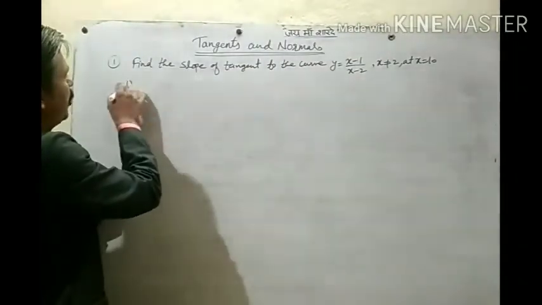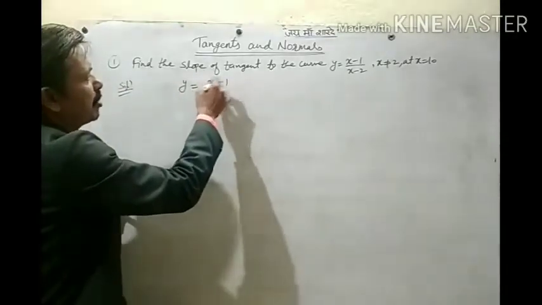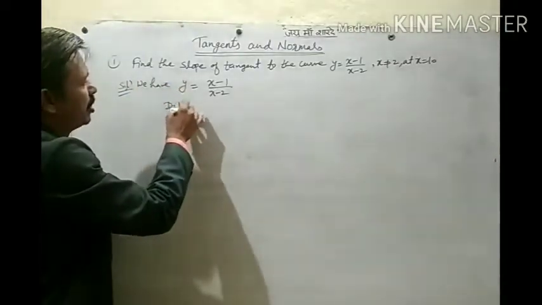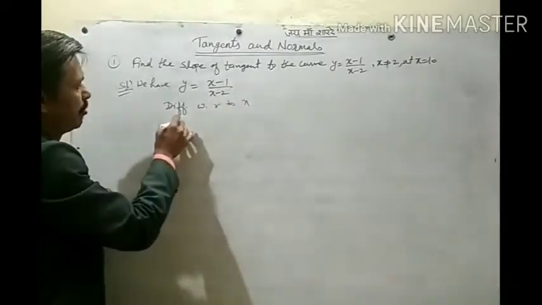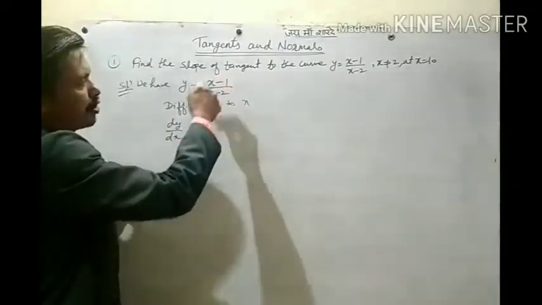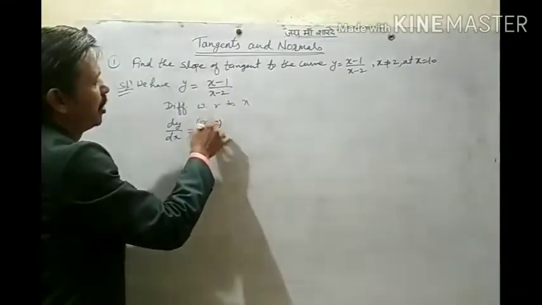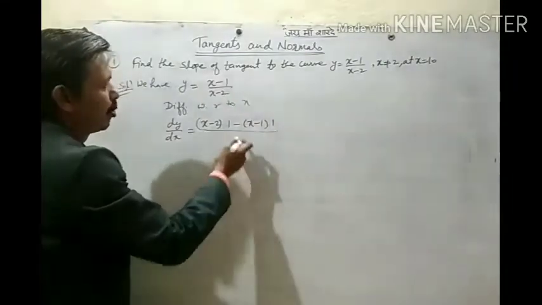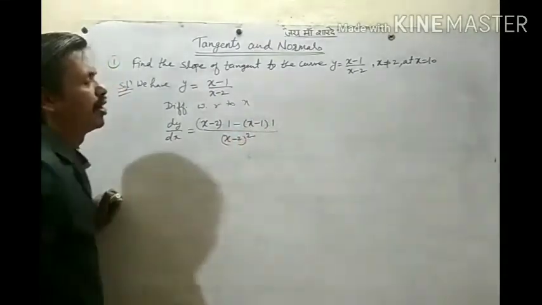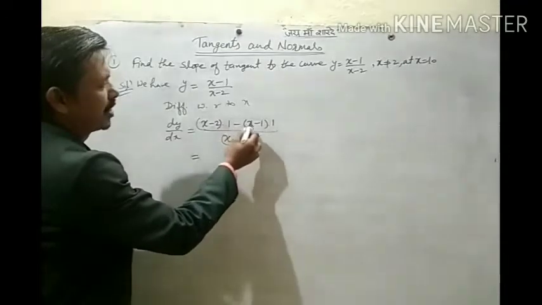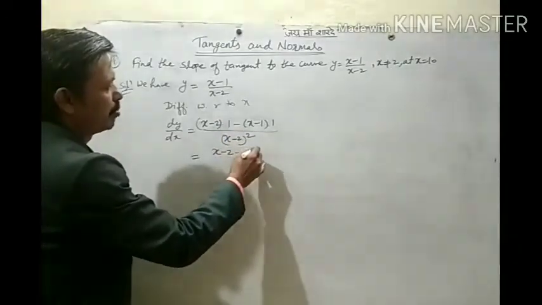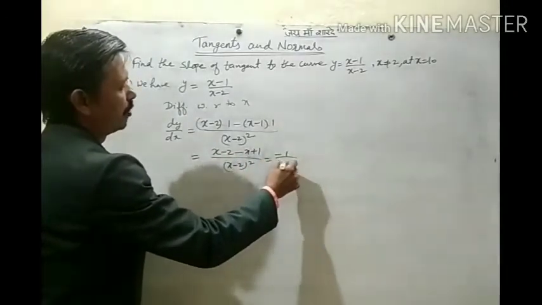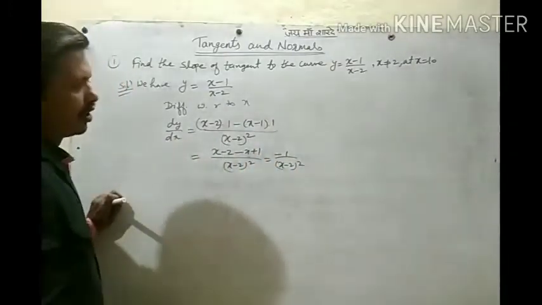So first, what we need for slope? We have y equal to x minus 1 upon x minus 2. So first we will find dy by dx. So differentiating with respect to x, we get dy by dx is equal to, use quotient rule. So denominator as it is, derivative of numerator 1, minus numerator as it is, derivative of denominator 1, and because both are linear polynomials only, upon square of denominator. So it is equal to x minus 2 minus x plus 1 upon x minus 2 whole square, which is equal to, x can cancel, minus 1 upon square of x minus 2. So this dy by dx is minus 1 upon x minus 2 square.